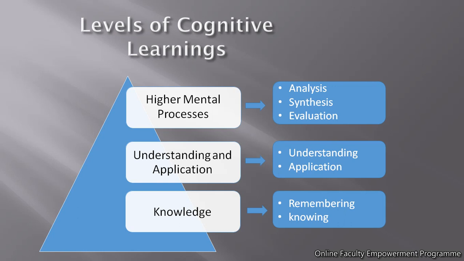Cognitive learning may be classified into three different categories: knowledge, understanding, and higher mental processes. So what is the link between the Bloom's taxonomy levels of learning and these levels? That is simply shown in this slide. Remembering, the basic process, comes into the category of knowledge; understanding and application match with the second level. The higher level matches with analysis, synthesis, and evaluation.